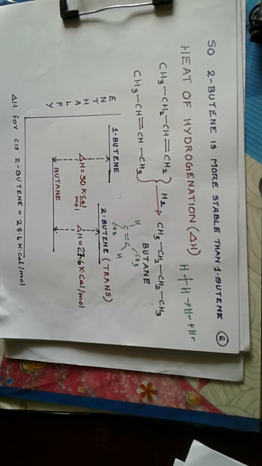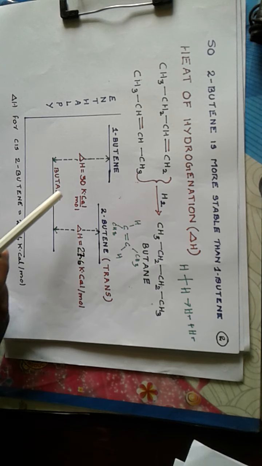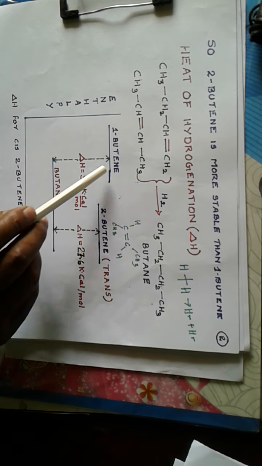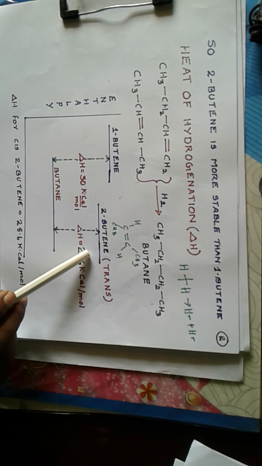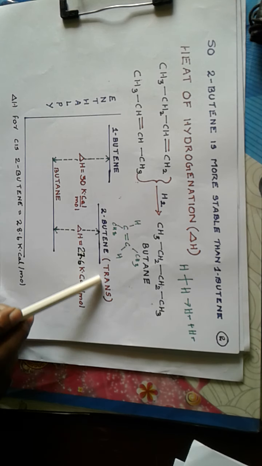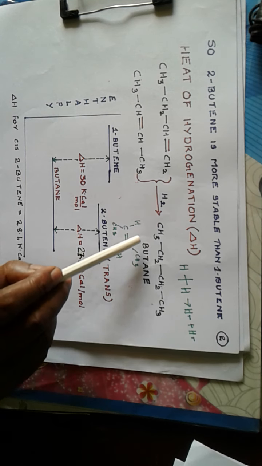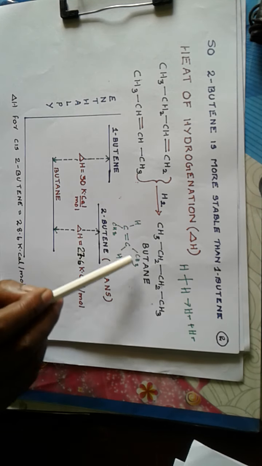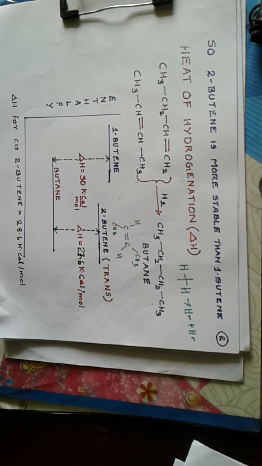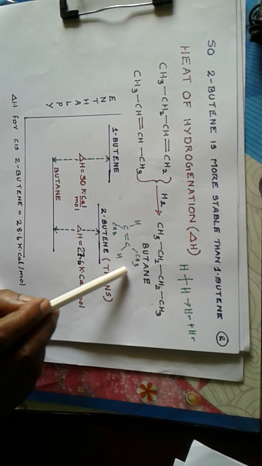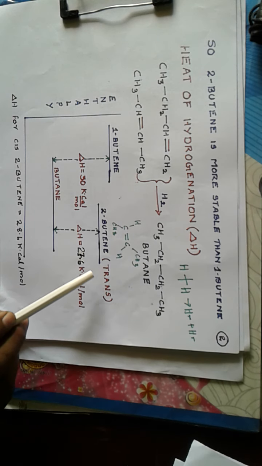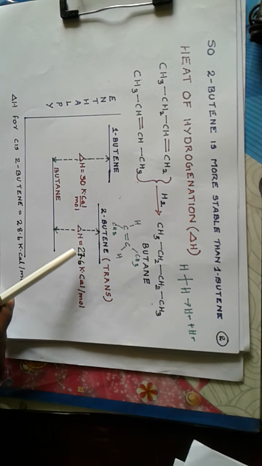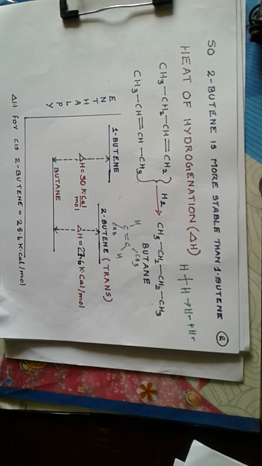So when we calculate the heat of hydrogenation values for 1-butene and 2-butene, it is found that the magnitude of heat of hydrogenation is higher for 1-butene, and lower for 2-butene, particularly the trans isomer, which is shown here. The trans 2-butene is shown here. The methyl groups are far apart, hydrogens are far apart, and this is a stable structure. And the trans 2-butene has a heat of hydrogenation value whose magnitude is lower, 27.6. So the lower the heat of hydrogenation value, the higher is the stability of the alkene.